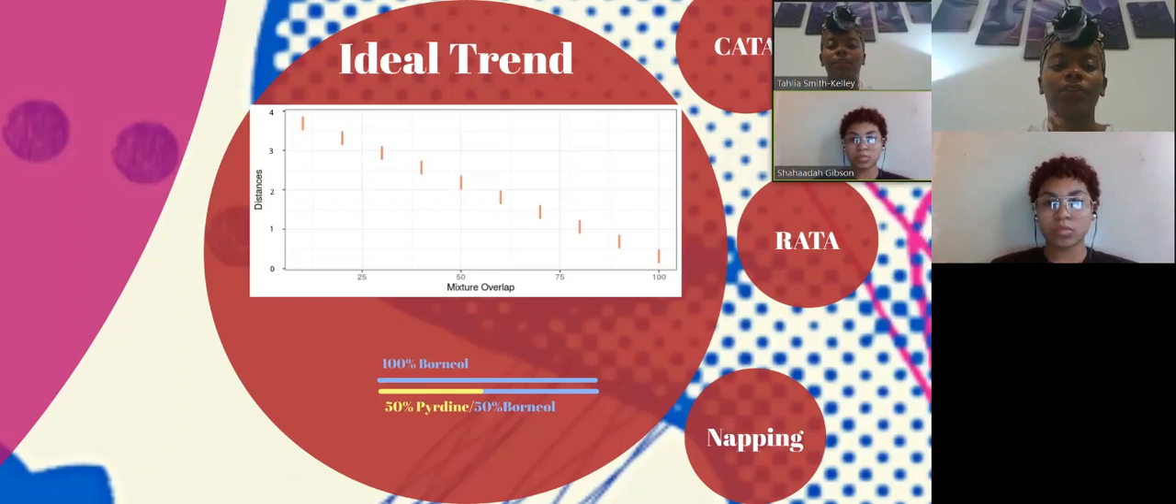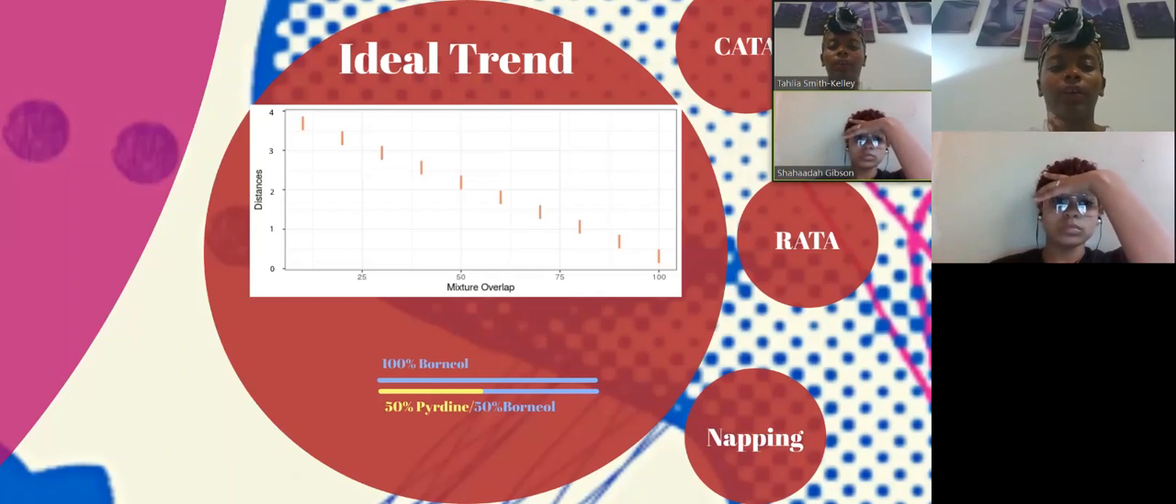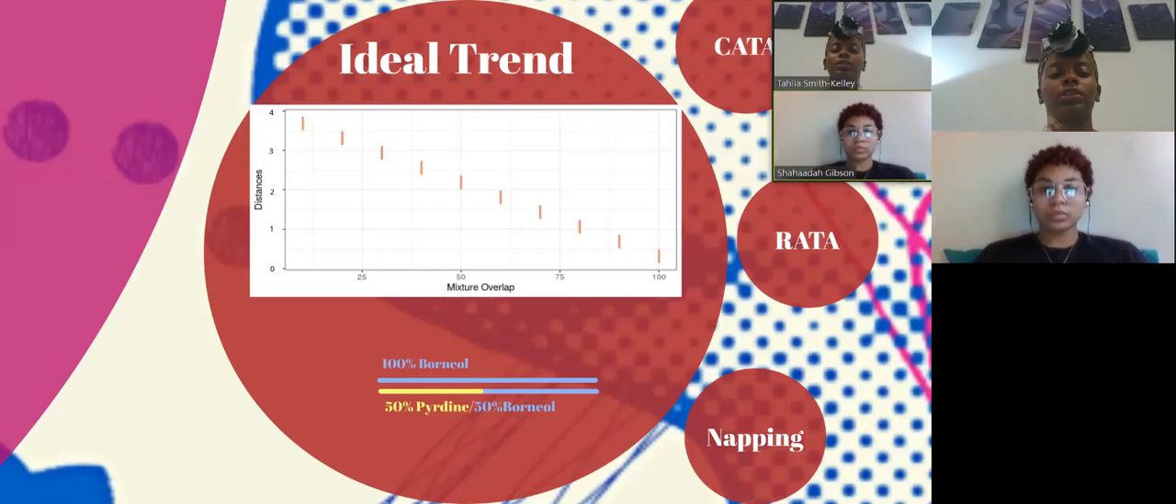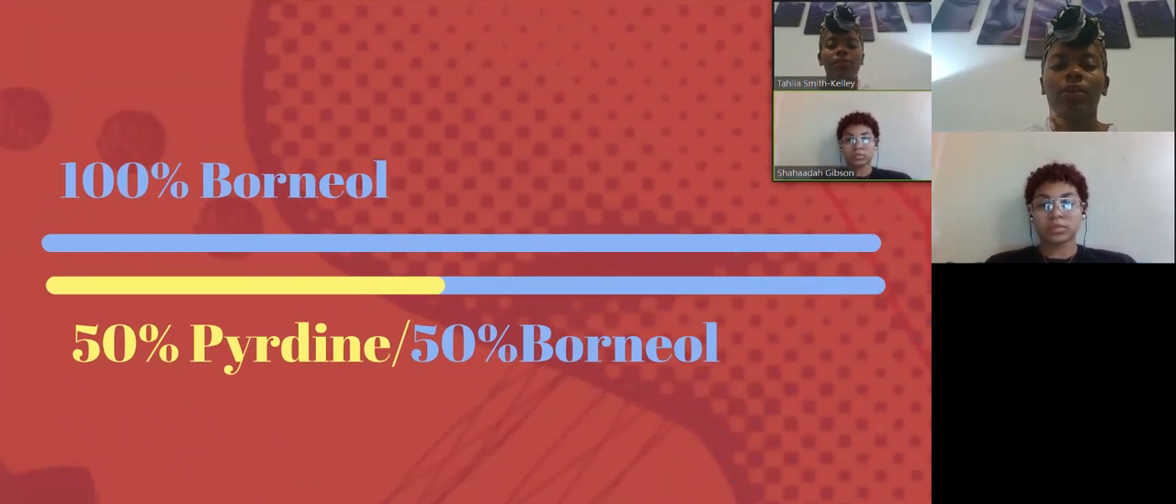And we expect that if they're two different compounds, the distance should be greater, and as the mixture overlap increases, the distances decrease. On the y-axis, we see the distances between the odors. So if the distance is larger, they're farther apart, and if the distances are smaller, they're more similar. And here's a small idea of how mixture overlap works.